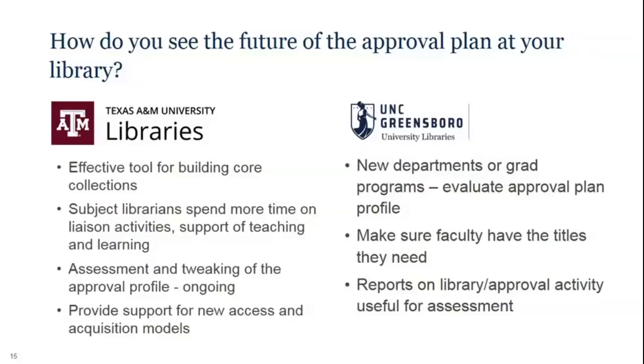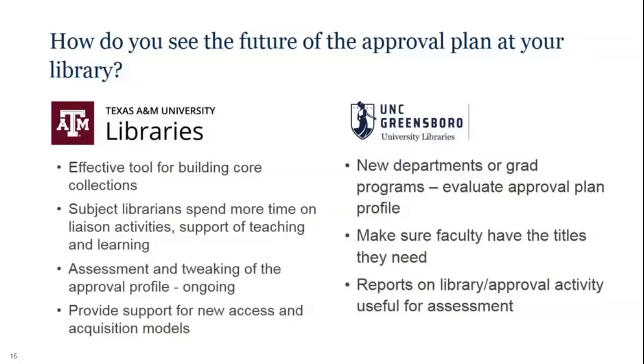Thank you. As Simona does at Texas A&M, we at UNC Greensboro are routinely adjusting our approval plan to meet current needs and to address changes, such as when a new program or new department is created. We just want to be sure that faculty have the titles they need, as much as that is possible. We use GOBI reports on expenditures and approval activity to help inform our decisions on revisions to the approval plan also. Thank you. Thank you, guys.